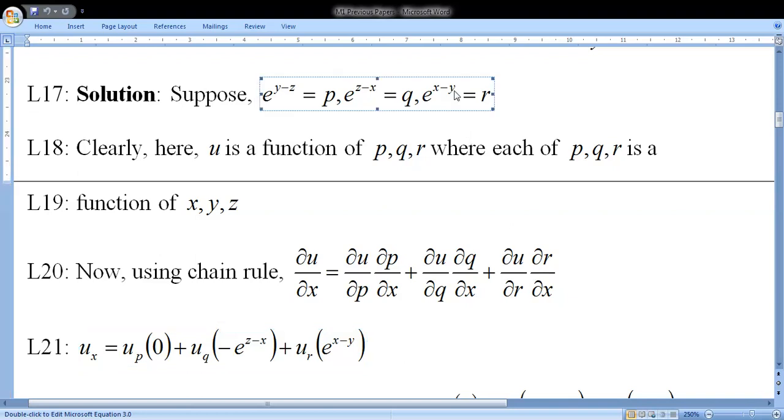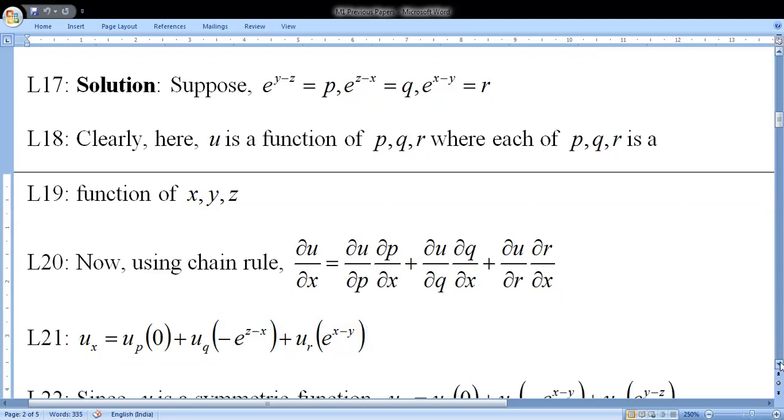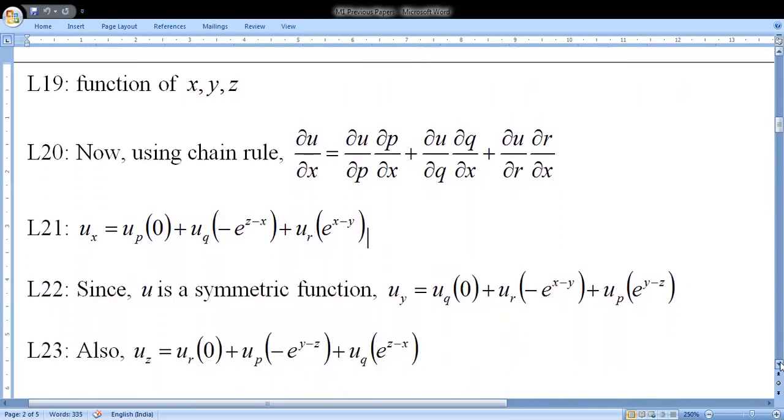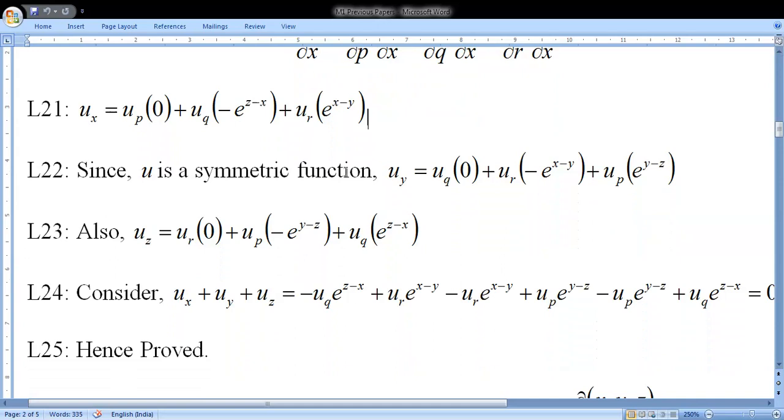And dou r by dou x, derivative of e power x minus y with respect to x, it will be e power x minus y, and derivative of x is 1 and derivative of y is 0. So you got ux as up into 0, uq into minus e power z minus x, and ur into e power x minus y. Since u is a function of pqr, by replacing p by q, q by r, and r by p, you will get function of q r p. Okay. So this is a symmetric function. So similarly, you can write uy and uz, and adding all those terms you will get 0. Thank you.